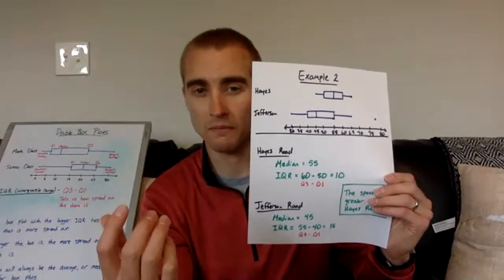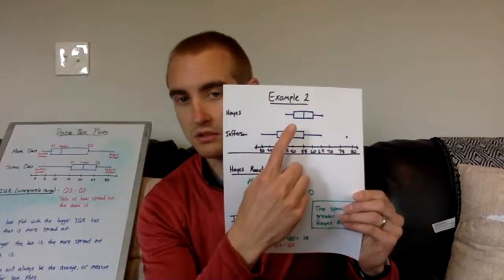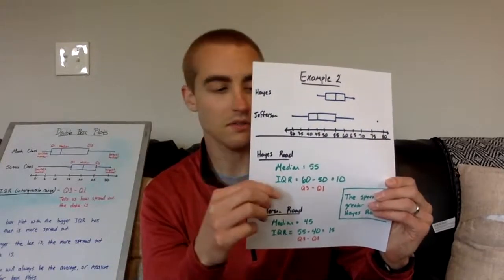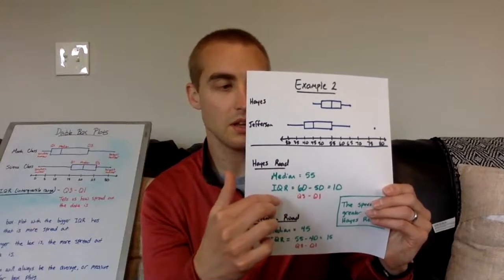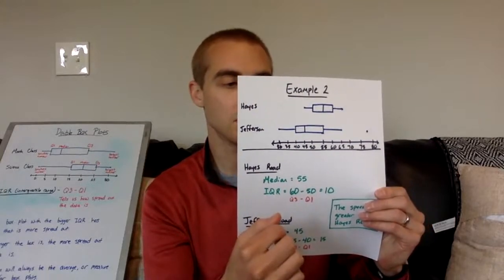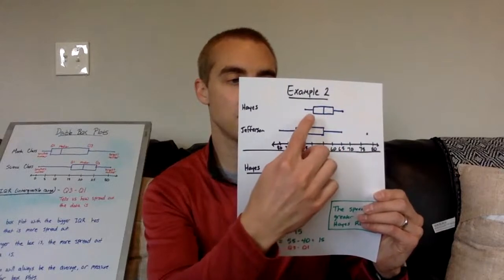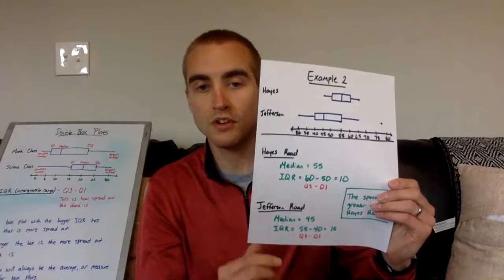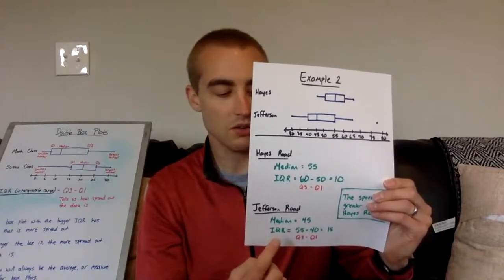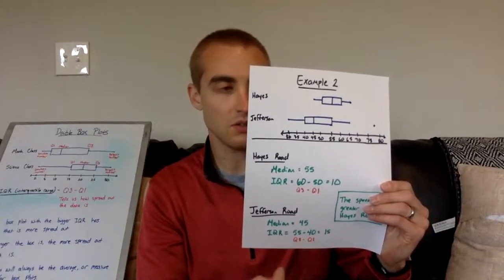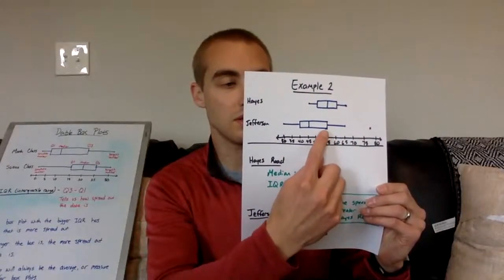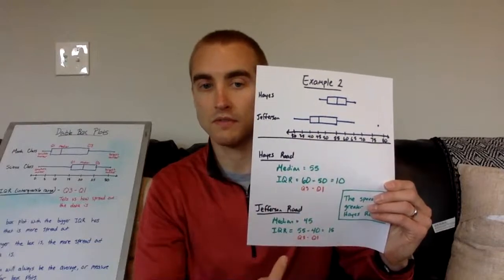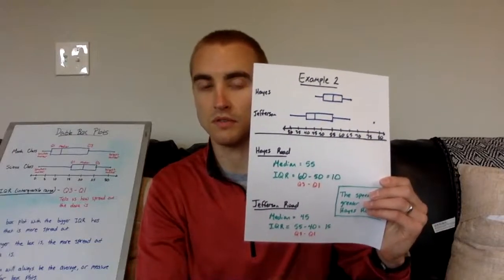What's the IQR? So the IQR for Hayes, you take Q3 minus Q1. Well, Q3 for Hayes Road is 60, Q1 is 50. So you see 60 right here, 50 right there. 60 minus 50 gets us 10. Okay. For Jefferson Road, the IQR, Q3 minus Q1. Well, Q3 is 55, Q1 is 40, 55 minus 40 is 15.